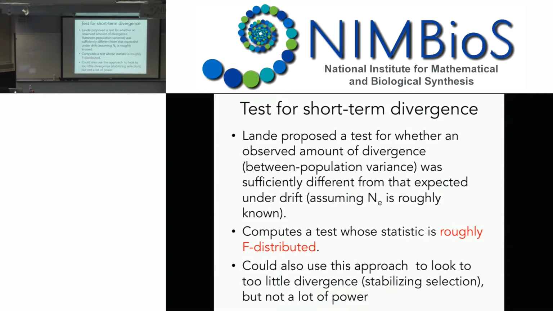So what Russ basically did was he computed a test statistic that was roughly F distributed. F's kind of a funky thing. It goes between 0 and infinity. It's got a big peak near 0 and a long tail that falls off. It's very asymmetric. So we look for either too little divergence or too much divergence: the tail really near 0 or the long tail.